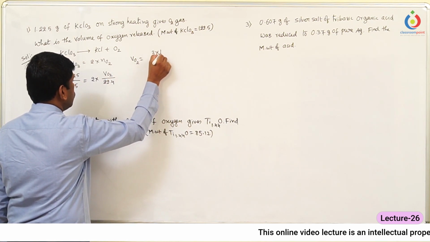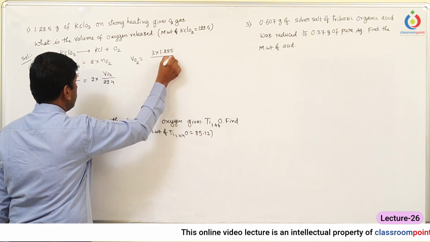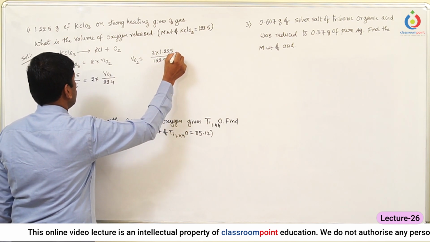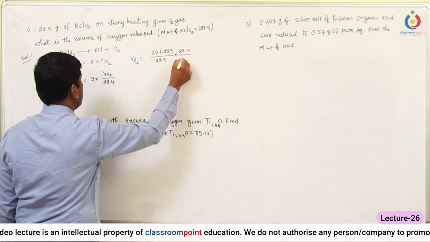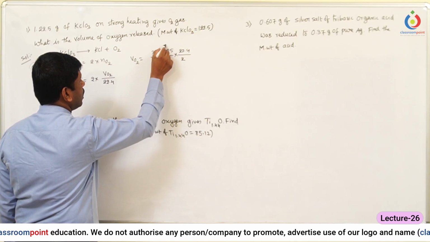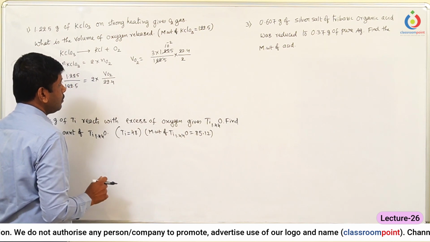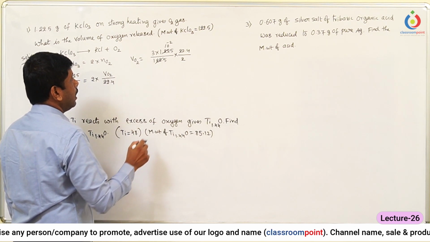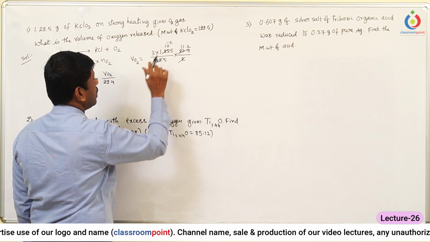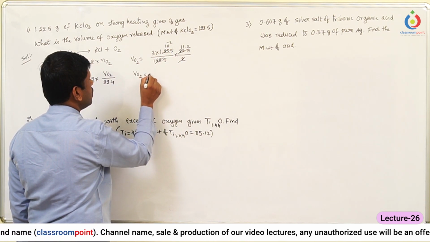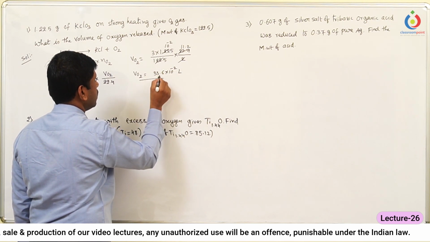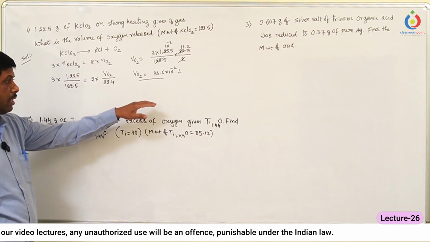3 into 1.225 divided by 122.5 into 22.4 divided by 2. So it goes almost 10 power minus 2 times 1.225, and here it goes 11.2 times, so it is 33.6. So volume of the oxygen is equal to 33.6 into 10 power minus 2 liters. So like this we can solve.